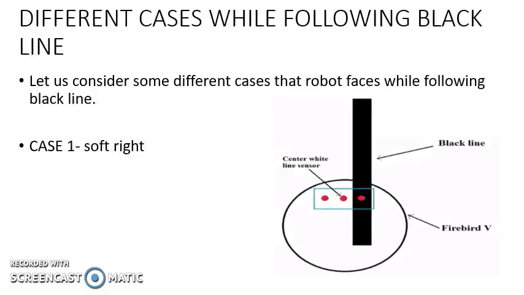Then next point is different cases while following black line. Let us consider some different cases that robot faces while following black line. In the case 1, when black line is below the third line sensor, in this case robot should be made to turn soft right as shown in figure.